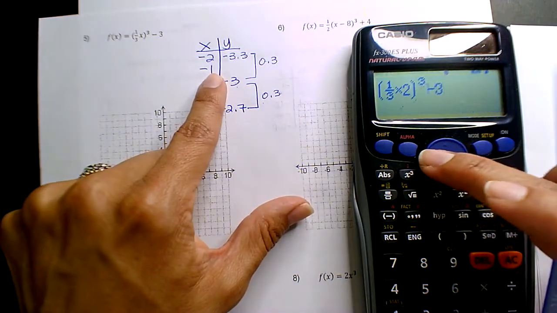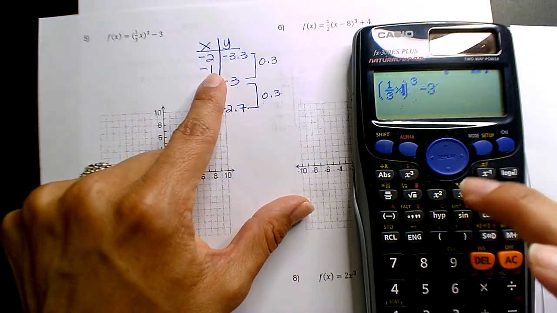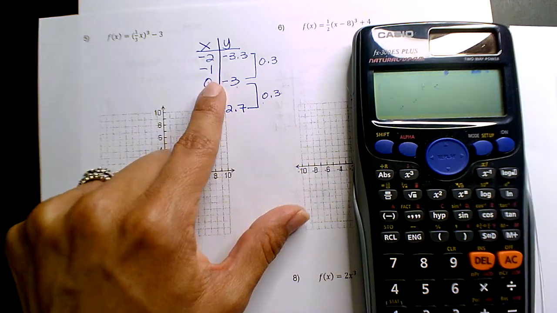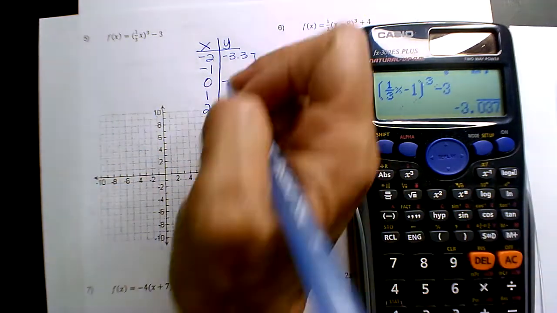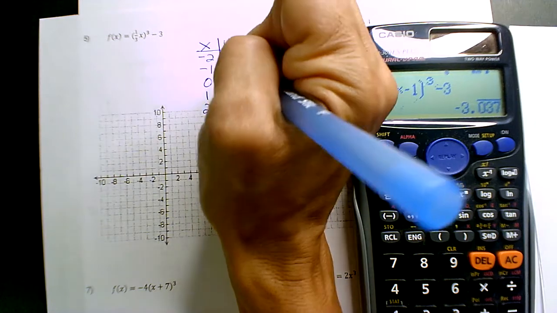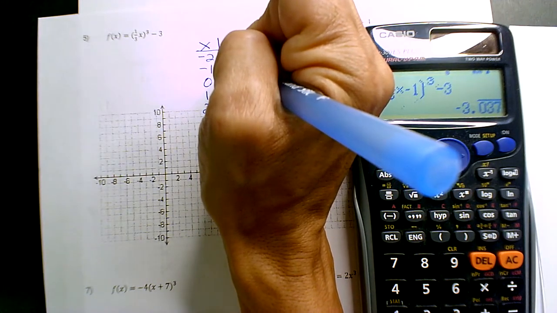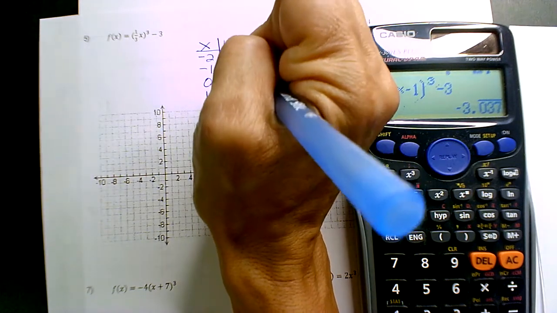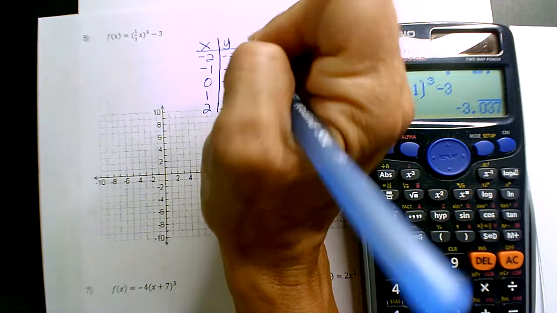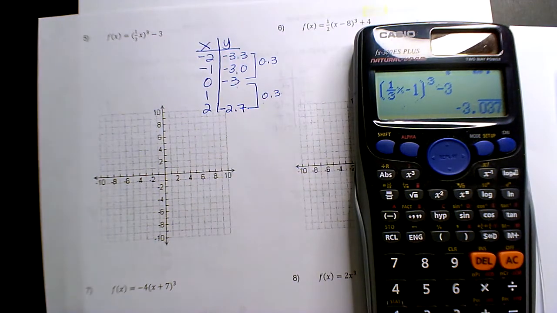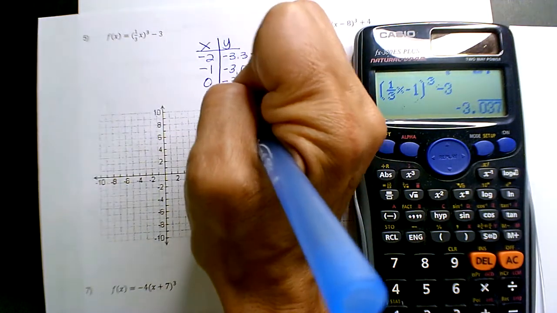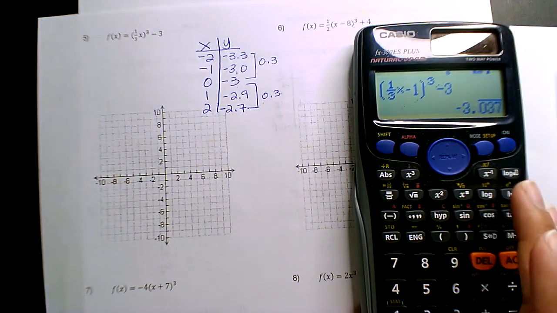All right, negative 1, throw that in, negative 1, and I get, okay, these are really, oh yeah, we should have gone further, but okay, negative 3, it's pretty much the same. Yeah, we'll go like 2.9 or something like that.